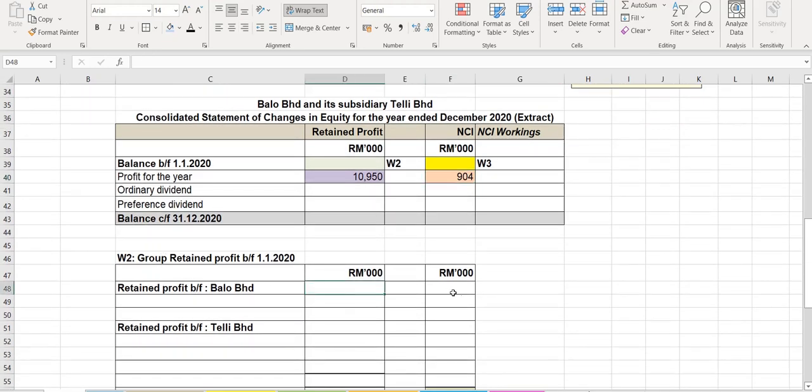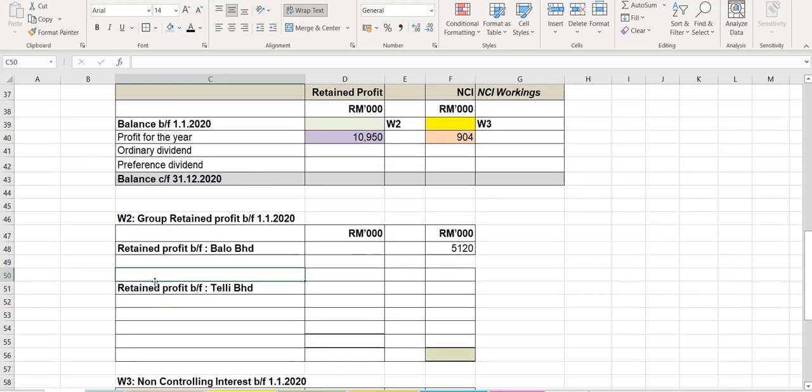We start off by value, which is the parent. Check if there is any adjustment that needs to be done by Balo. So if you can see here, this is Balo, 5120. Let's put it here. Then you go and check if there is any prior year adjustment. There were no prior year adjustments that need to be incorporated.